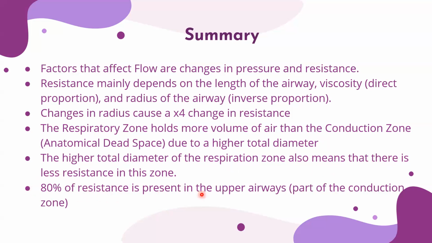80% of the resistance is present in the upper airways, and we talked about why that is the case: as you go from generation to generation until generation 4, the radius decreases. After that, the radius continues to decrease, but the number of airways compensates because those increase. So when you add all of the diameters, you get a higher total diameter, and you'll have a lower resistance.